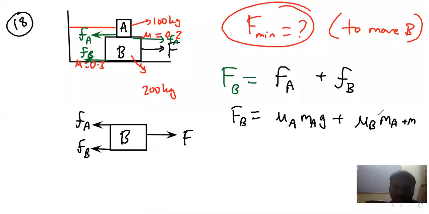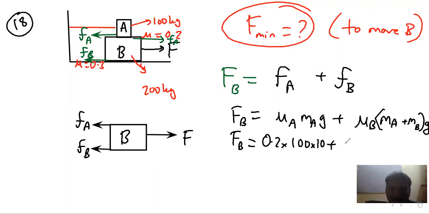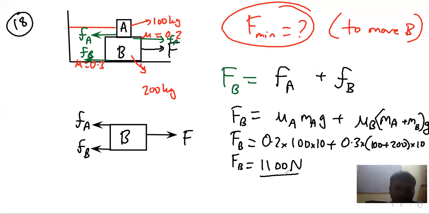So in this case, the value of FB will be mu B into MA plus MB into G. So force of B: mu A, its value is 0.2, MA, which is 100, G, which is 10, plus mu B, which is 0.3 into 100 plus 200 into G, which is 10. So FB, the applied force, on calculation will come out to be 1100 Newton. So the correct answer is option C for question 18, which is 1100 Newton.